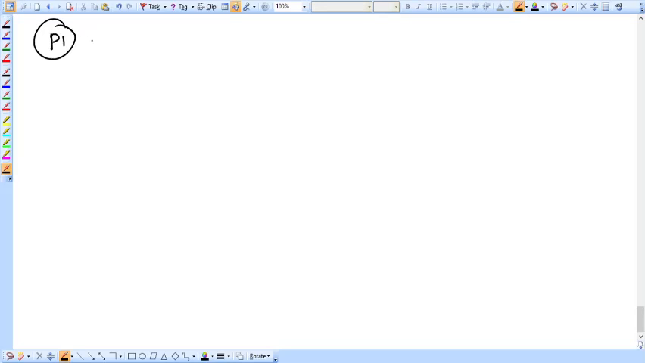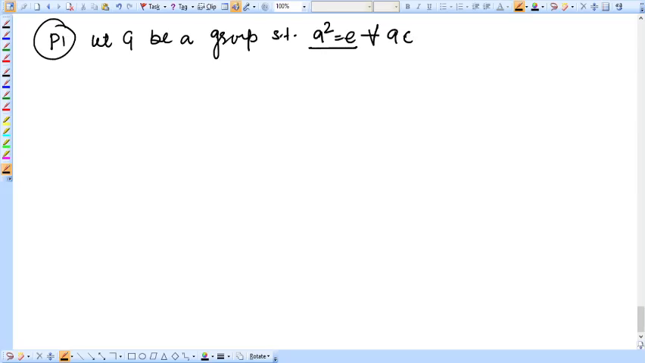Let G be a group such that A square is equal to E, for all A belonging to G, right? Then show that G is abelian.